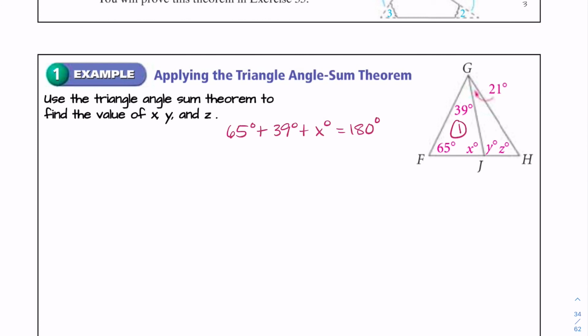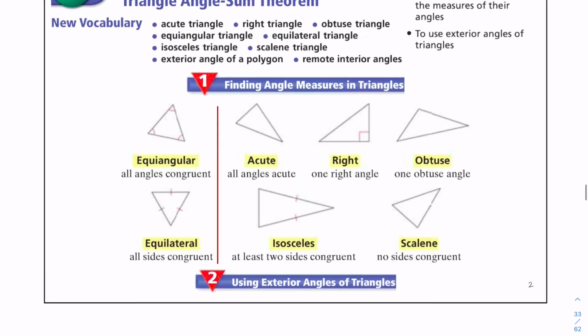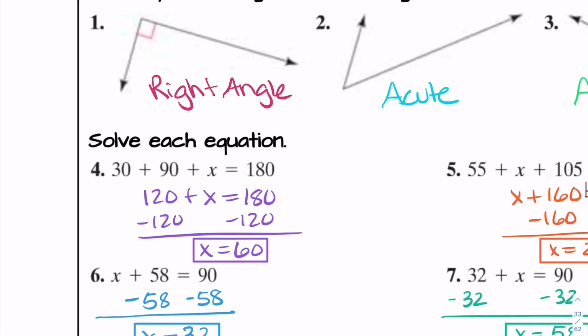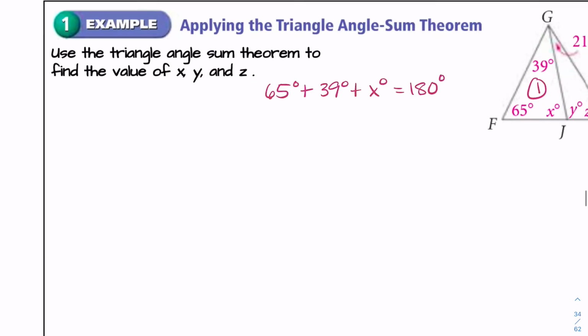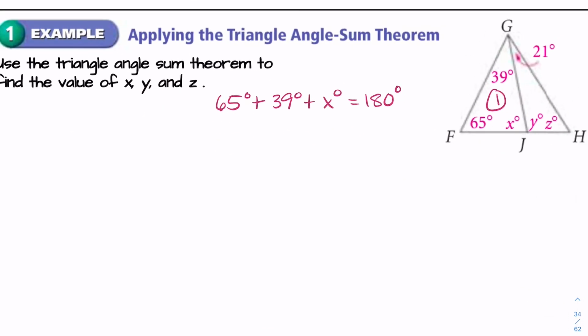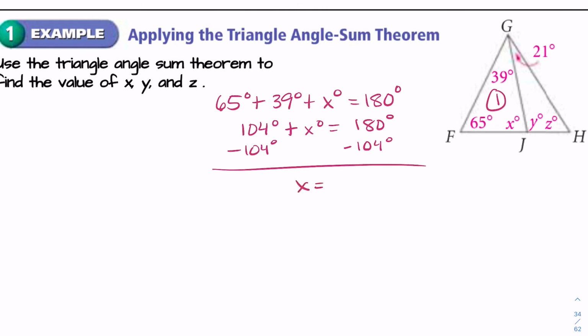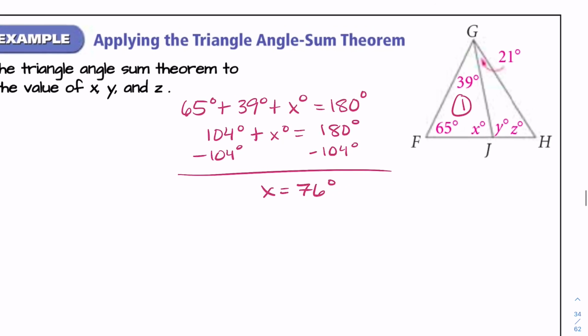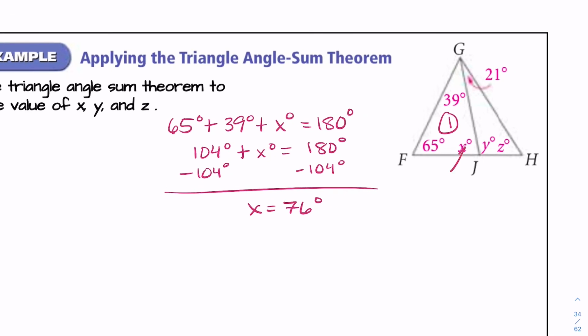So I'm going to combine like terms. Oh, by the way, this is kind of like our warm-up that we just did, right? 30 plus 90 plus x, something like that. So I'm going to combine like terms. So 65 plus 39 is 104 degrees, plus x degrees equals 180 degrees. Take away 104. I get x equals 76 degrees. And so now I have 76 degrees right here.